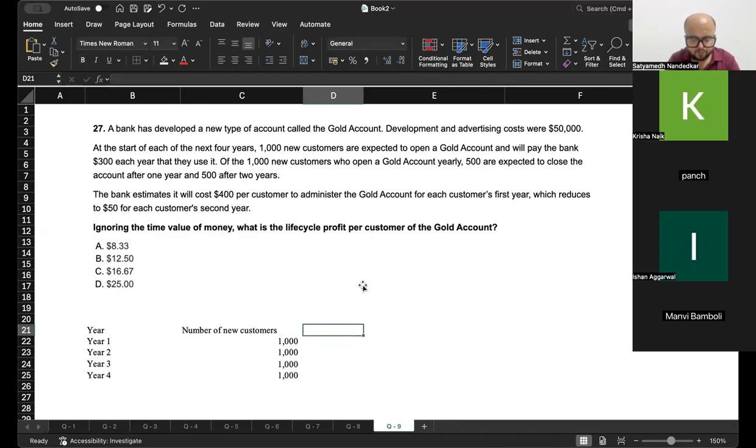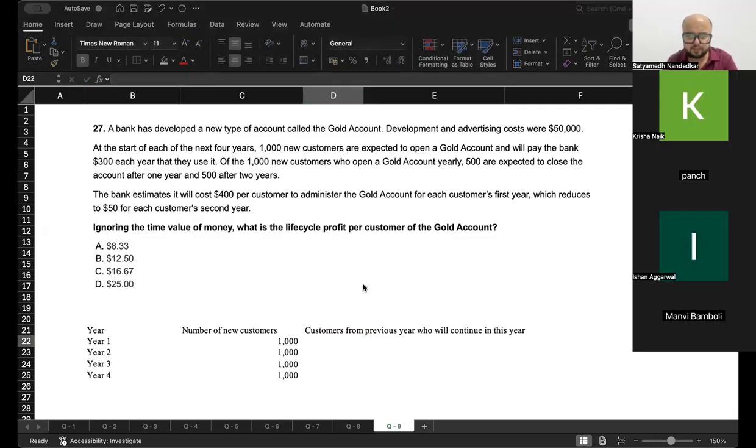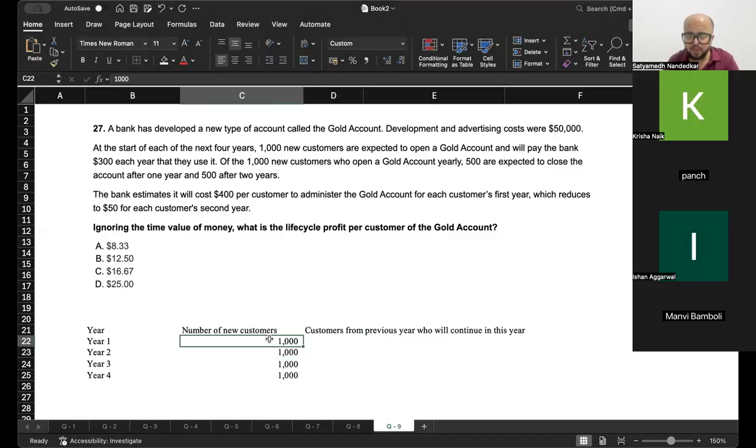So, customers from previous year who will continue in this year. Okay, now look at year one. Year one had 1,000 customers.